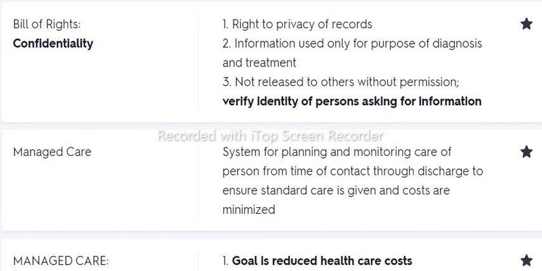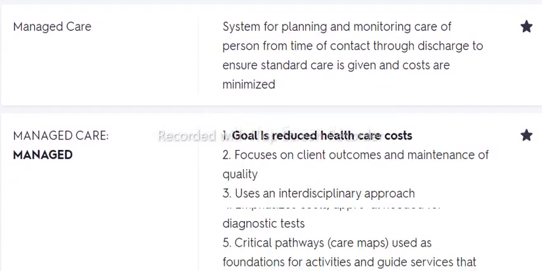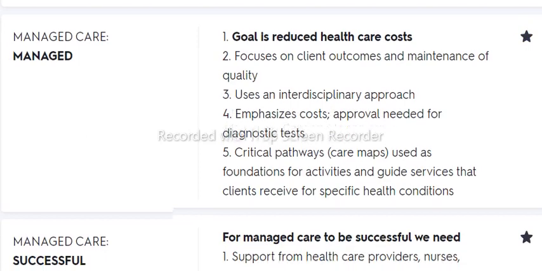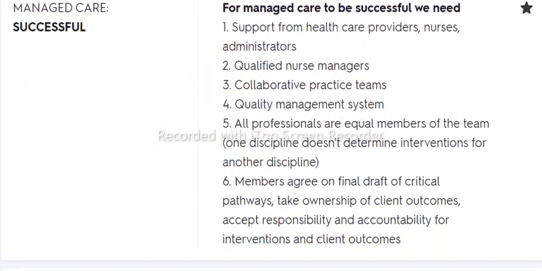Managed care. A system for planning and monitoring care of a person from time of contact through discharge to ensure standard care is given and costs are minimized. Managed care. Managed. Managed care. Successful.